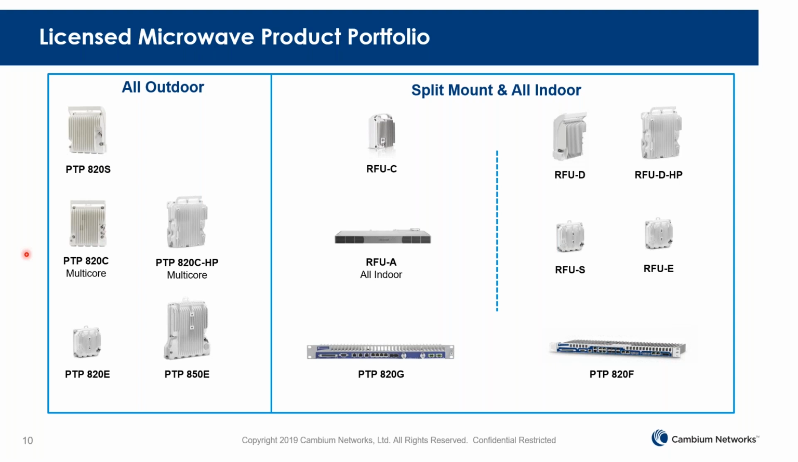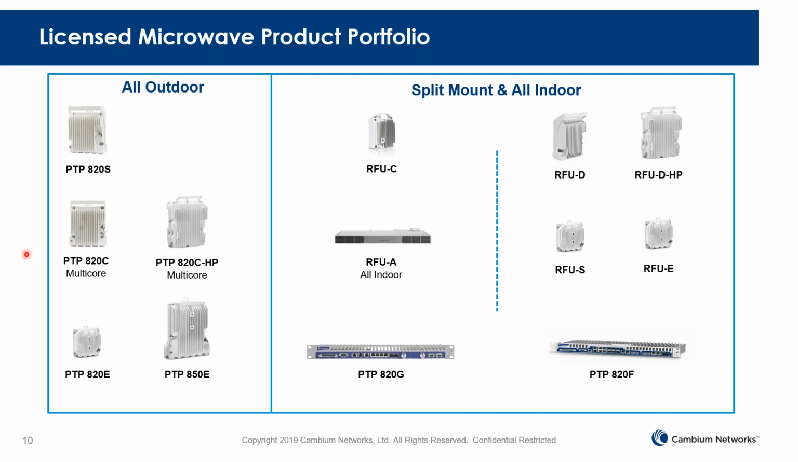For full outdoor, there are 5 radios here, pretty much by capacity. If you're under 500 meg, go with A20S. If you're at 1 gig, go with A20C because it's dual core, and we have an HP version and the standard version. If you need 2.5 gig or 10 gig, that is the E band. We have A20E and 850E. 850 is a 10 gig radio. A20E is a 2.5 gig radio. They all have SFP and SFP+ interfaces, so you can run a single fiber cable.